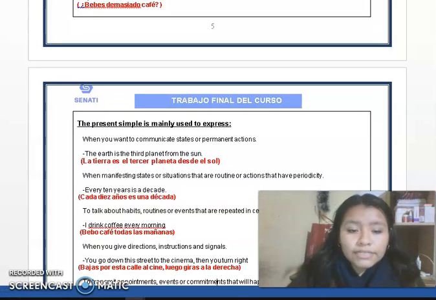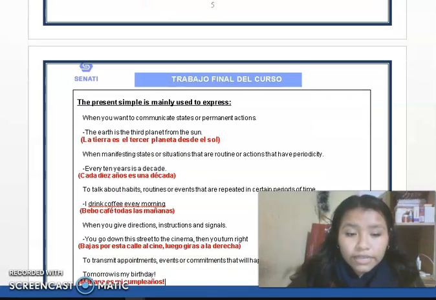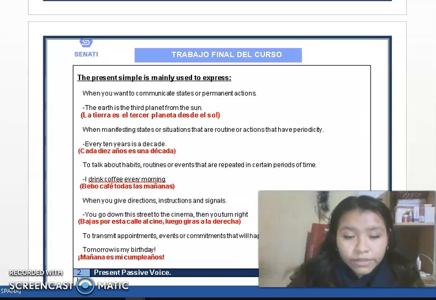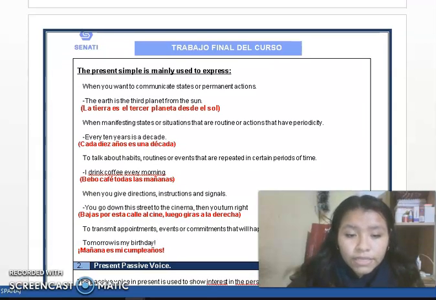For example, the Earth is the third planet from the Sun. It is also used when manifesting situations that are routines or actions that have periodicity. Every 10 years is a decade, cada 10 años es una década. Or to talk about habits, routines, or events that are repeated in certain periods of time. I drink coffee every morning. Bebo café todas las mañanas.